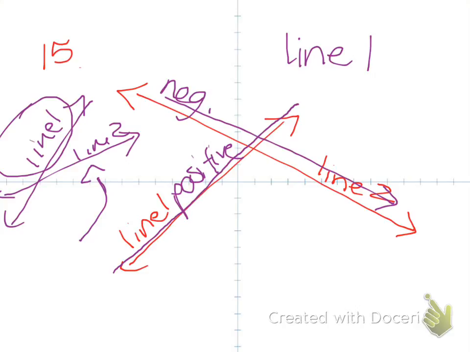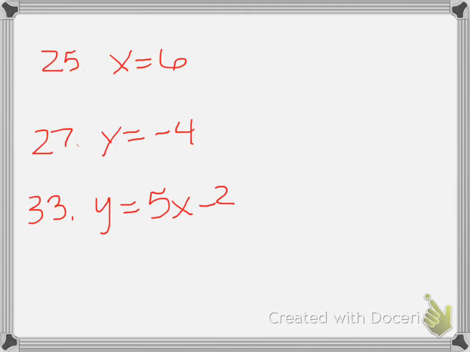So the closer and closer it gets to flat, the closer it's getting to 0. And the closer and closer it's getting to straight up and down, the number is getting larger and larger. And that's it on that. So let's look at the next one.